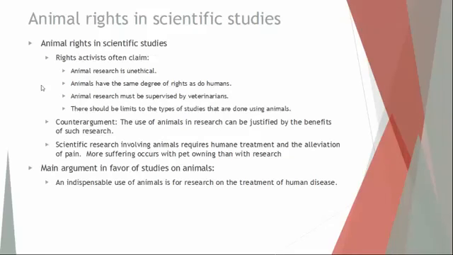Okay, our next major topic that we'll talk about: animal rights in scientific studies. Now, there is an argument for and against using animals in scientific research, and some of the arguments are defined here. Animal rights activists who oppose using animals in research say that animal research is unethical, and that animals should have the same rights as any human being does. They are a living creature just like we are, so why should they be treated any differently?